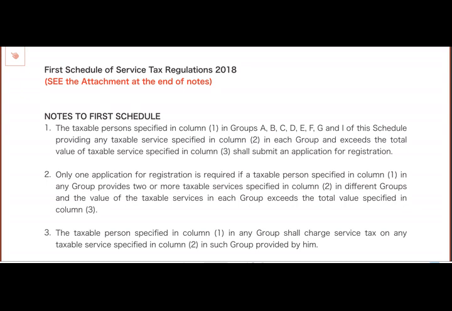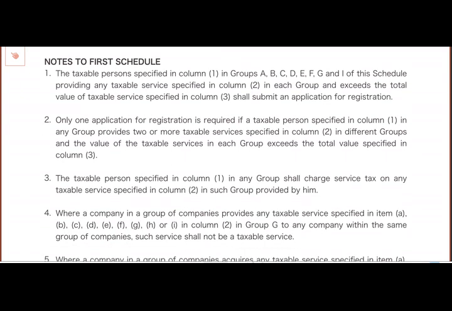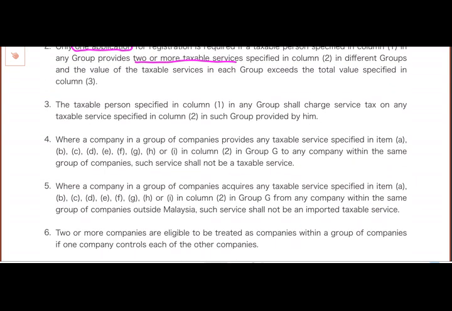For group. Okay? Group. Now you only need one application even when you offer 2 or more taxable services. So if I am a hotel and I have a restaurant and a massage parlor, do I apply for 3 registrations, right? No, you apply for 1, and they are all lumped together, okay?